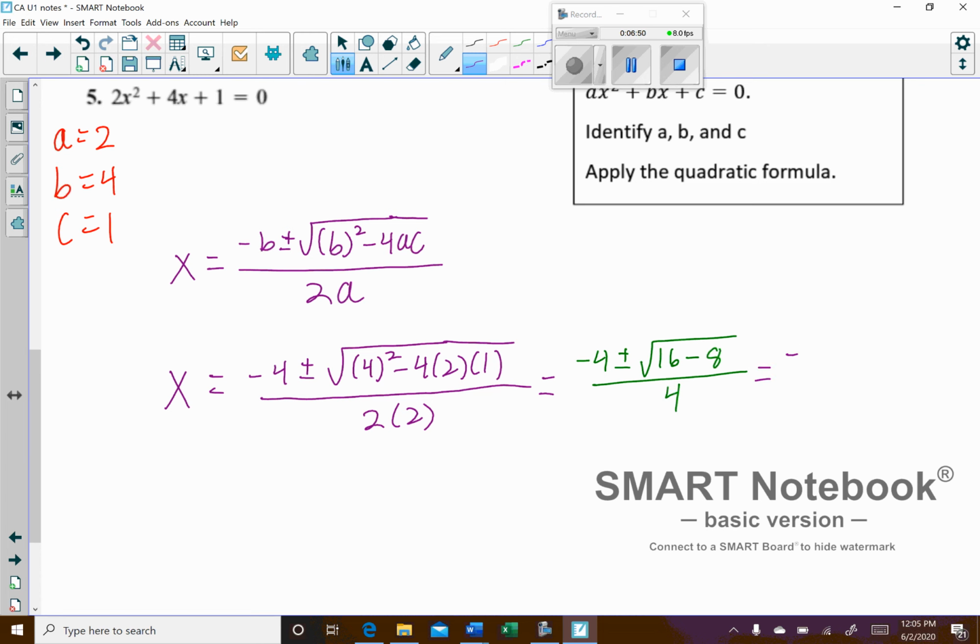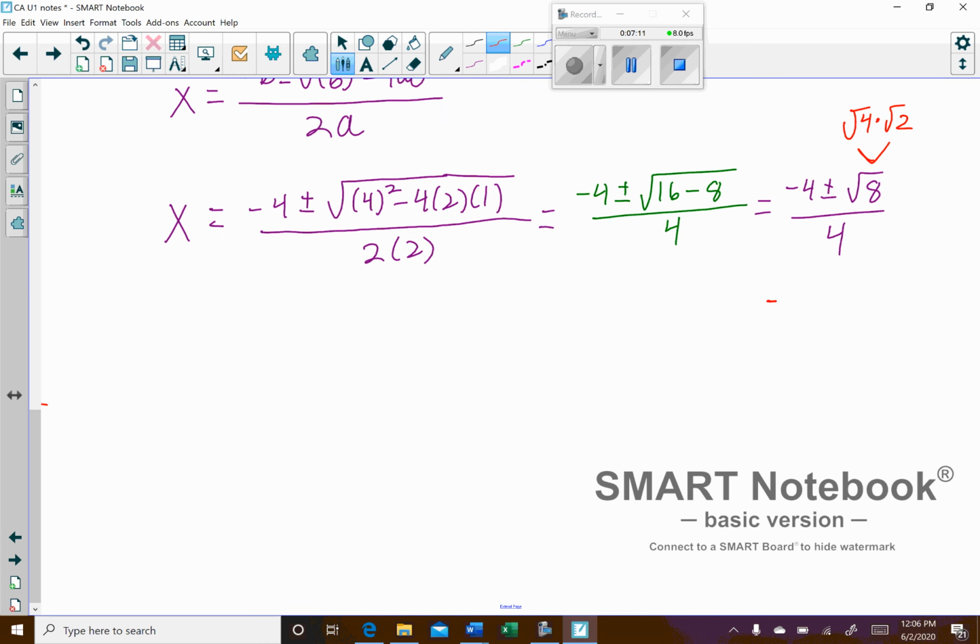Okay, so then now let's see. We have -4 plus or minus the square root of 8 all over 4. Now on most of these examples, you're going to be able to simplify the radical. So that radical, we could break up into the square root of 4 times the square root of 2. And so that's going to leave us with -4 plus or minus 2 square roots of 2, all over 4.